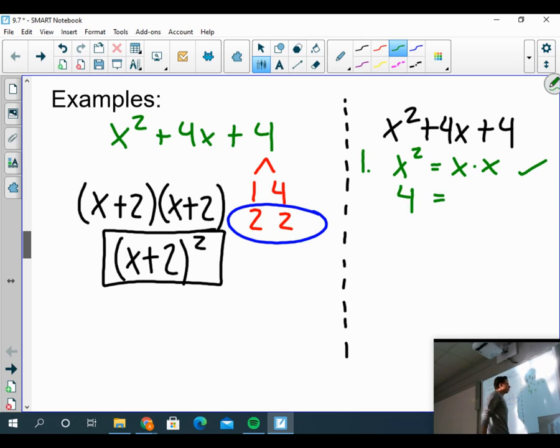What about our last term, positive 4? Can we rewrite that as a product of two identical factors? Well, yeah, we could write it as 2 times 2. Hey, so far so good. Now, what's our second criteria?